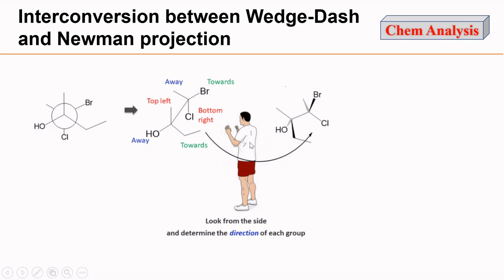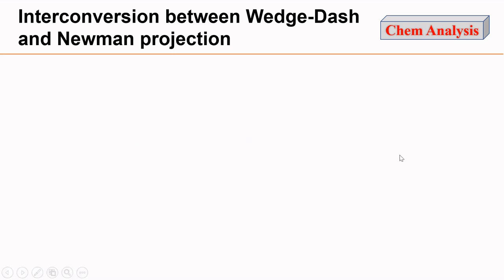So if we want to convert this Sawhorse projection formula to a Fischer formula, we have to see either from the right side or from the left side. In the case when you are seeing the structure from the left side, you have to see the molecule from the back carbon to the front carbon. I will discuss it with an example later. So let's see one example.